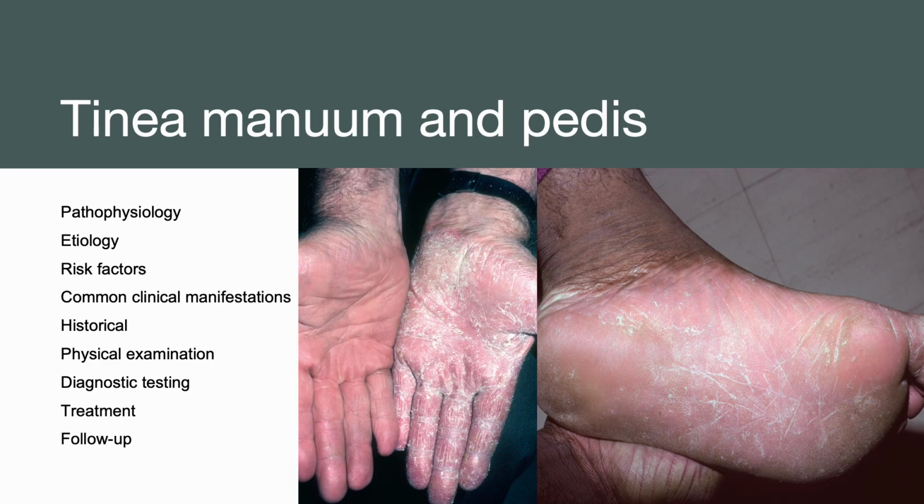Tinea manuum, referring to the hand, and pedis, referring to the feet, are dermatophyte infections of the hands and feet, usually caused by Trichophyton species. Risk factors include moist environments and communal showers. On exam, we see scaling, fissuring, and maceration of the skin. On history, we ask about excessive sweating or exposure. Physical exam shows characteristic scaling and fissuring.